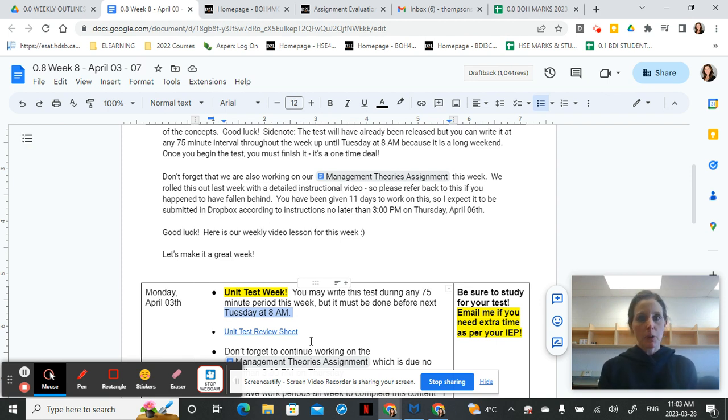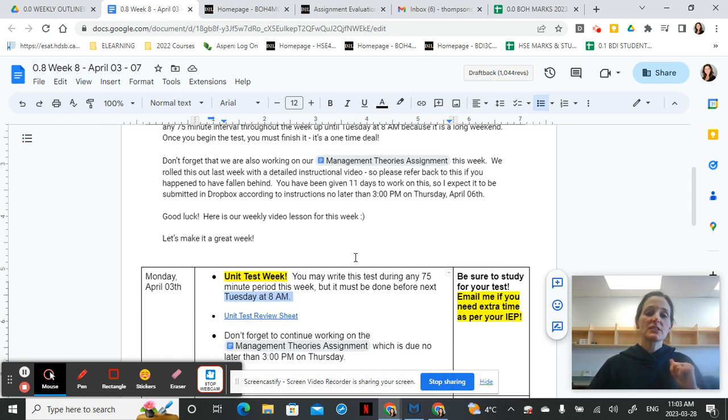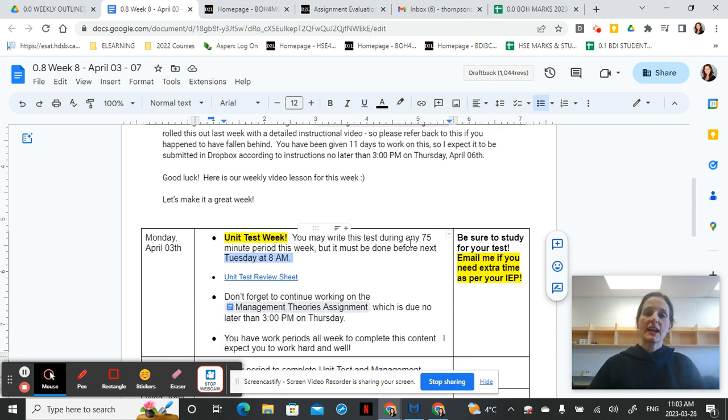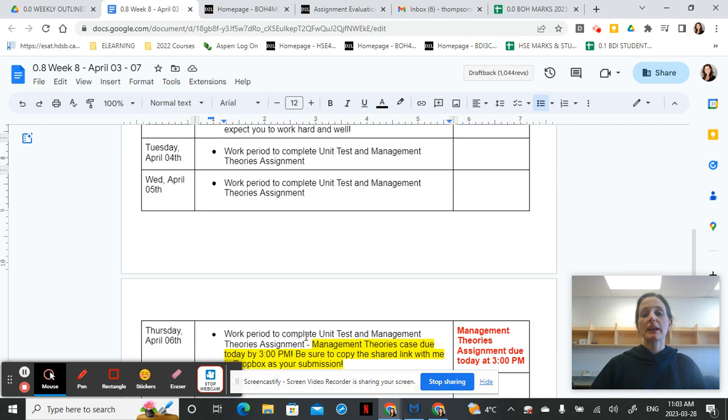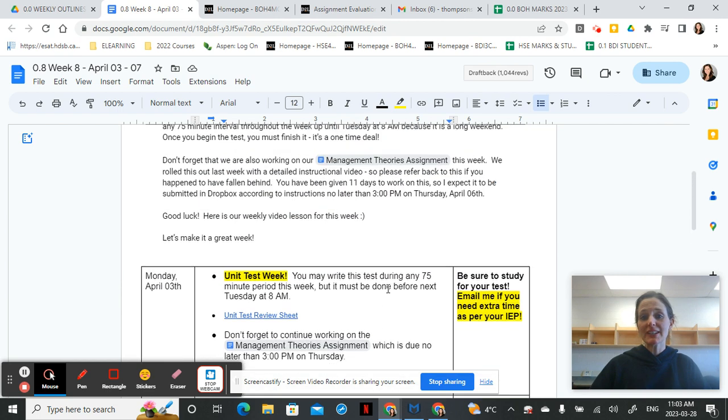It certainly is going to require some effort. I would spend several hours studying and preparing for it in advance. That is why you have all week. Okay. So all you have to do this week is prepare for your test and figure out a time sometime this week before next Tuesday at 8 a.m. to write your test. And you have to complete and finish that management theories assignment by 3 o'clock p.m. Okay. And that's pretty much it.